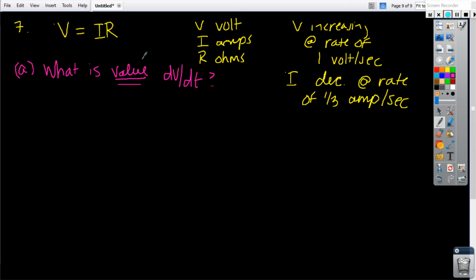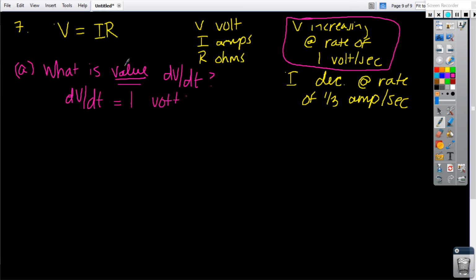Because based just on the problem, we know what dV dt is. What is the rate that the voltage is changed? Well, it gave it to us right in the problem. It said the voltage is increasing at a rate of 1 volt per second. So here, dV/dt would be 1 volt, oh goodness, if I can spell, 1 volt per second. All right, let's look at part B.